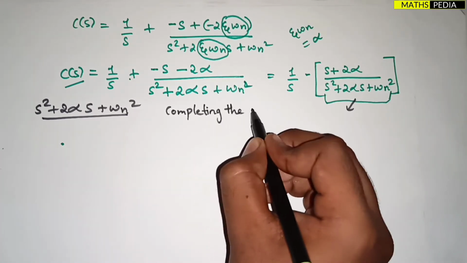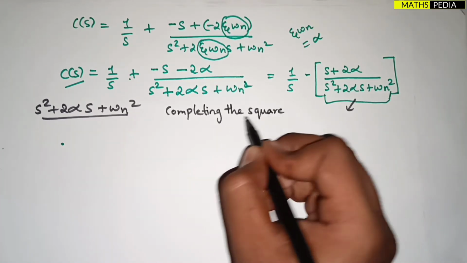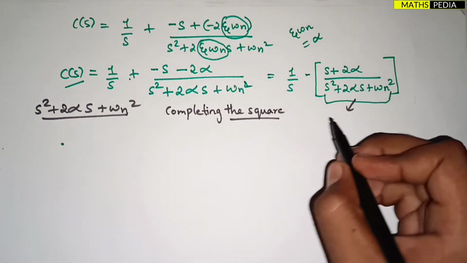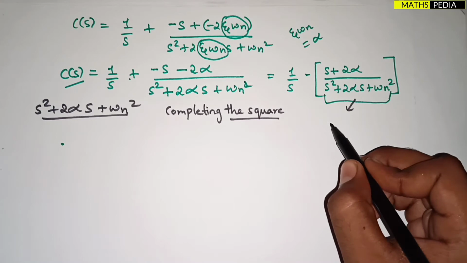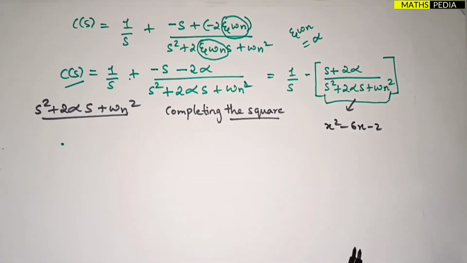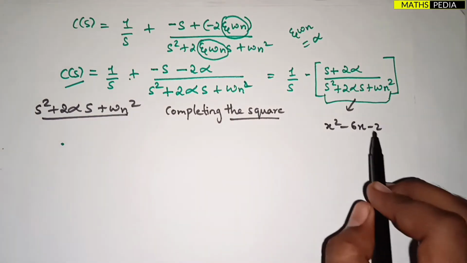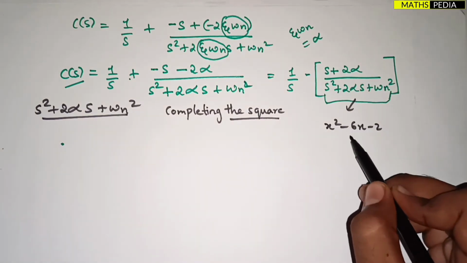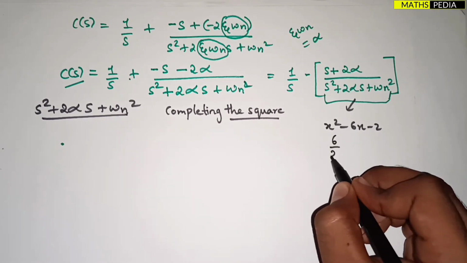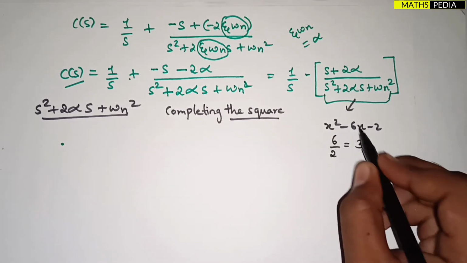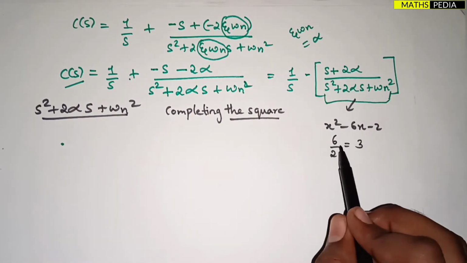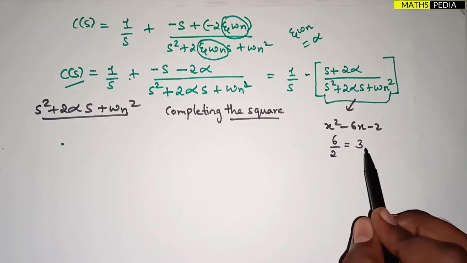Completing the square. As we know the completing the square method, one small example I will give you, just for reference purposes: x square minus 6x minus 2 is the quadratic form. Here I have to do the completing the square method. Whatever the middle term is, you have to take that term and divide by 2. So you'll get 3. Don't think about the sign, only take the coefficient without the sign, so it will be positive. So 6 by 2, I'll get 3.